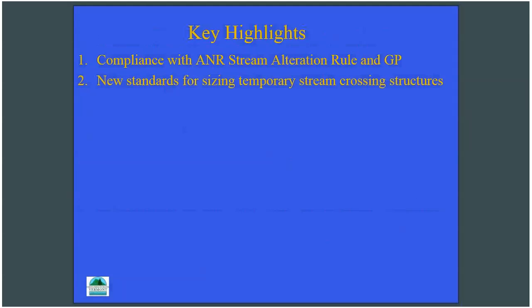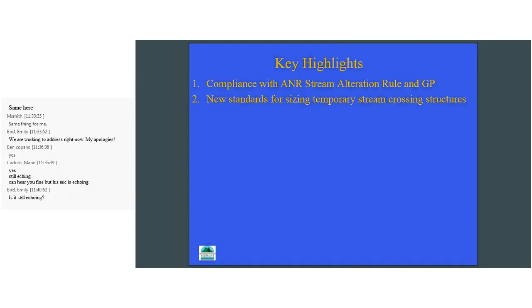DEC provided new standards that were adopted in the proposed AMP revisions for sizing temporary stream crossing structures. The size of a temporary stream crossing structure is dependent upon the area of the watershed that is draining and is determined by expected flows of the two-year flood event and based upon the premise that a logging operation will not extend beyond 1 year.